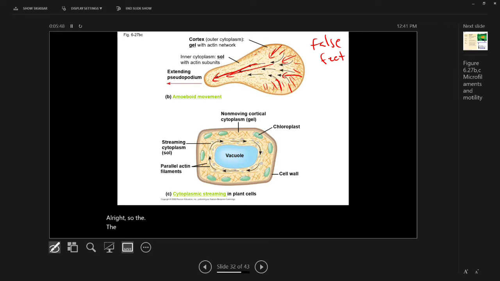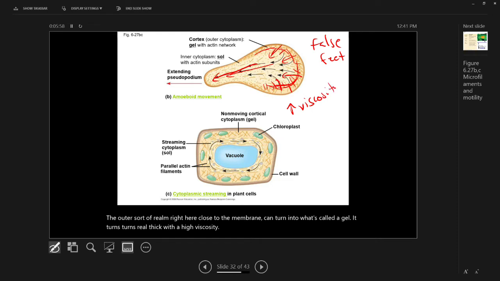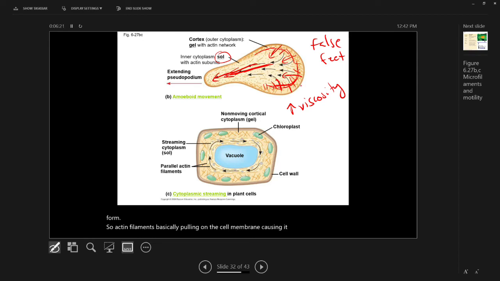All right, so the outer realm right here, close to the membrane, can turn into what's called a gel. It turns real thick with a high viscosity. And then the inner part, by the actin filament relaxing and letting go, turns into a sol, which is a fluid with low viscosity, which then allows it to easily be squeezed in this direction and allows these pseudopodia to form. So actin filaments basically pulling on the cell membrane, causing it to change shape, allow these kinds of cells to do this amoeboid movement.